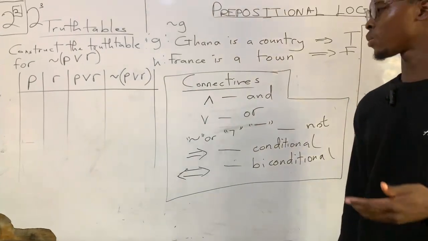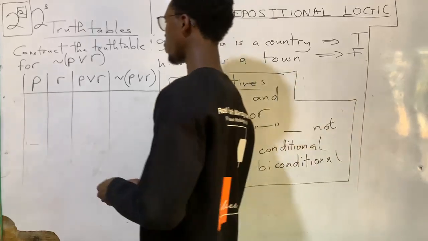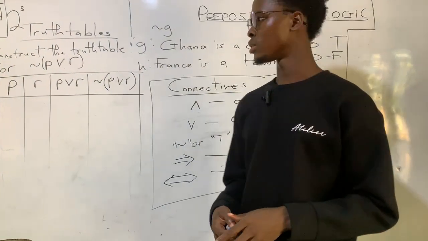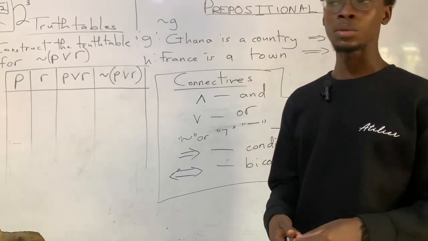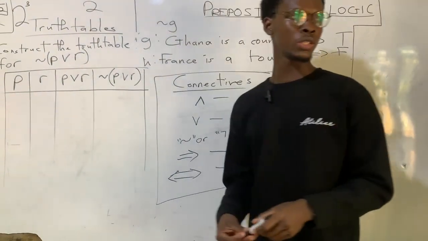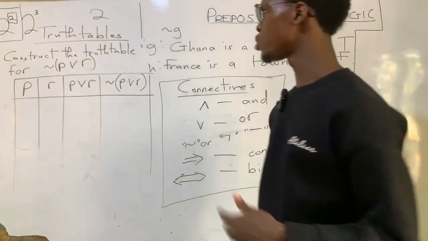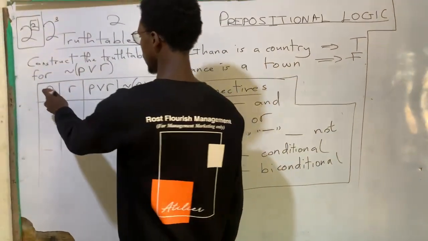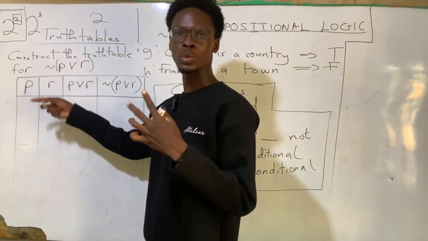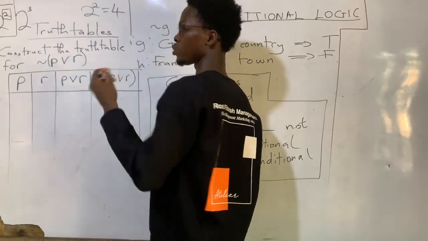But another question has been raised. How do we know the number of rows to be used? That is a good question. Now there is a relation that helps us to do this, right? 2 raised to the number of what? The statements you have present, right? We have 2 statements, and that is the P and the R, so 2 letters. So this is 2 raised to 2. 2 to the power 2 is 4, right?